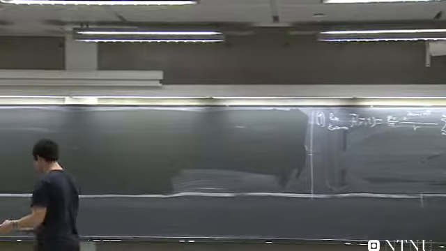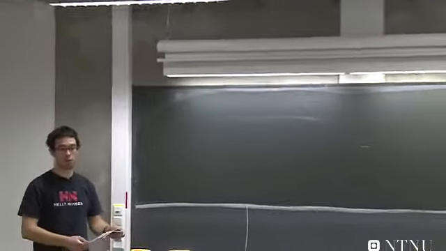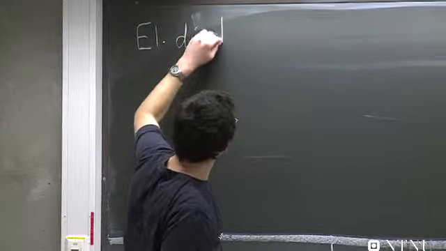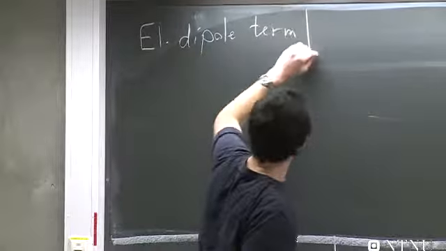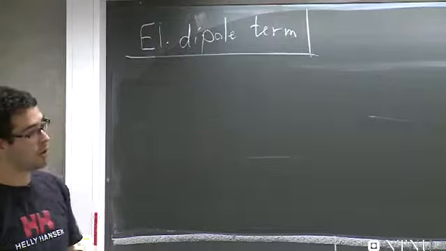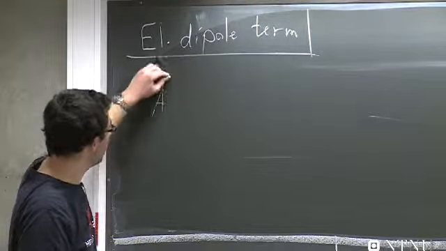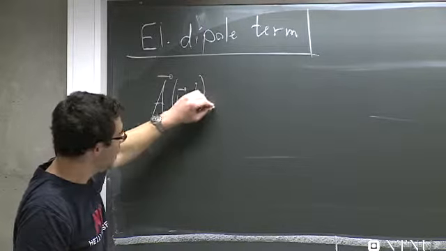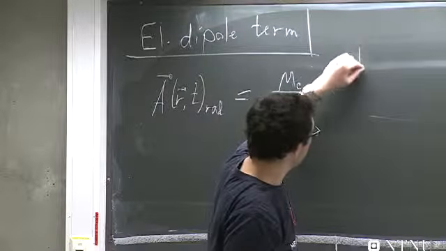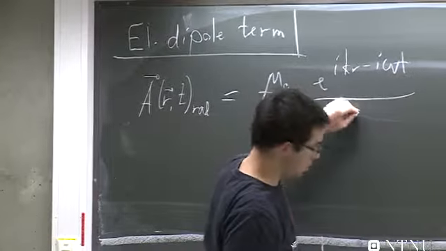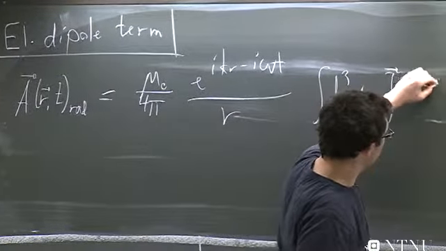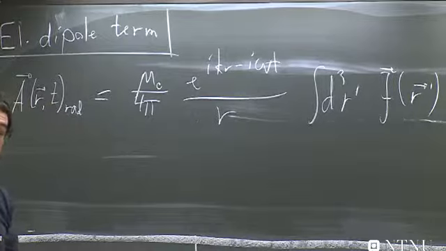Okay, and to no surprise, the first term in this expansion is called the electric dipole term. And we're going to see why it's called the electric dipole term, and that's quite simple. If I write down now just the first term in this sum, then I have that A of r, t in the radiation zone is equal to mu naught over 4 pi e to the i k r minus i omega t over r, integral d3 r prime J of r prime, because r hat to the power 0 is equal to 1.